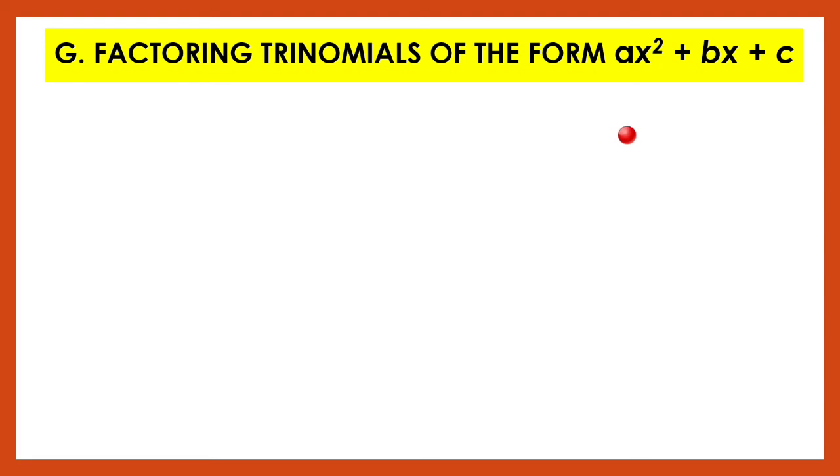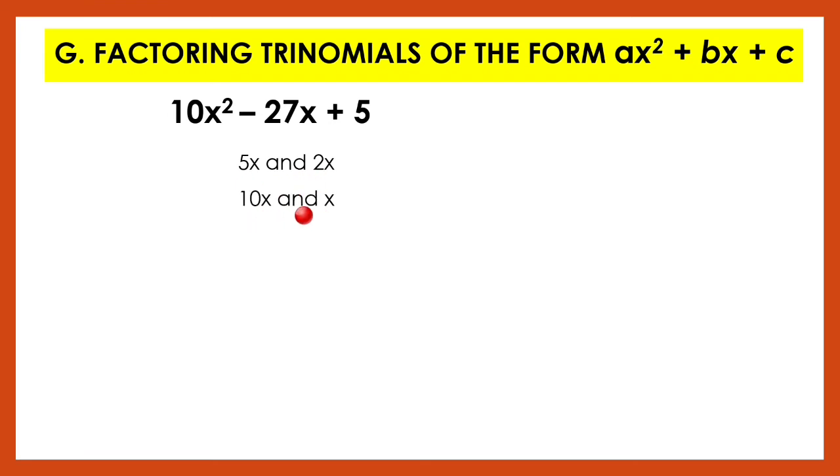Okay, let's have another example. Factor 10x squared minus 27x plus 5. Ililista muna natin yung factors ng 10x squared, that is 5x and 2x, and then 10x and x. 5x times 2x is 10x squared. 10x times x is 10x squared.